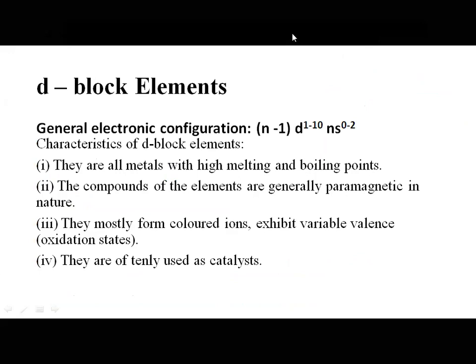D block elements. General configuration of D block elements. Which groups come? Group 3 to group 12 are all D block. Let me take example of scandium 21, and last I will take zinc with 30. In between, exceptional behavior: chromium Cr 24 and copper 29. Only these are the exceptions, but these are all common.